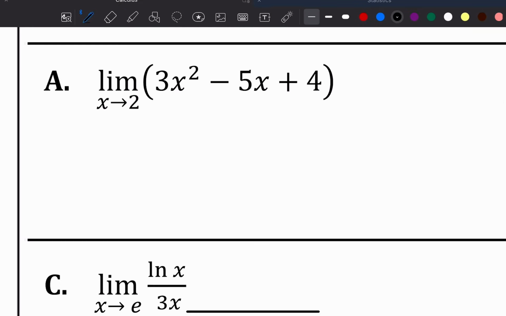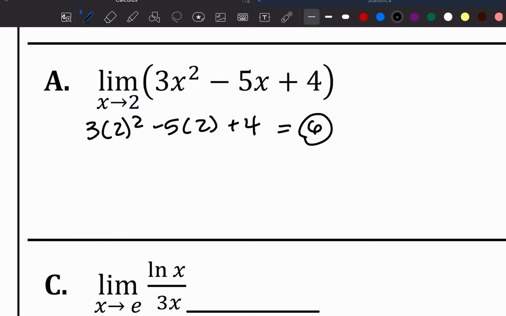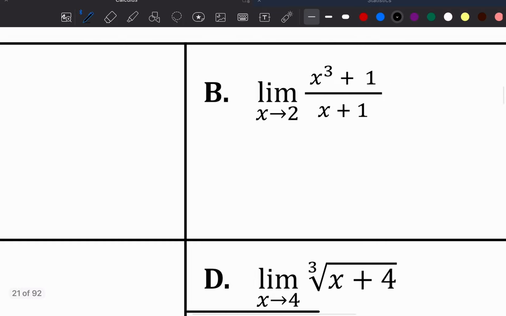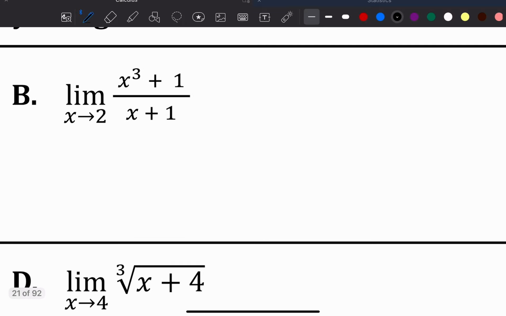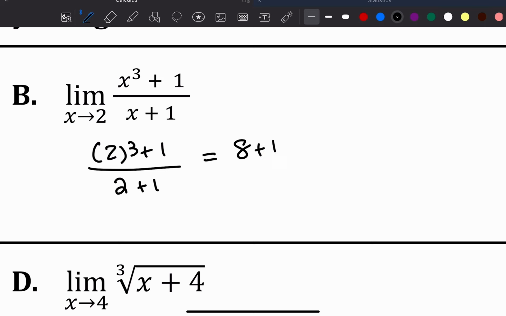For this one, we're going to solve this limit by plugging in 2 for all the x values. So this is 3 times 2 squared minus 5 times 2 plus 4, which gives us 6. Okay, for b, I'm going to plug in 2 for each of the x values. So I have 2 cubed plus 1 over 2 plus 1. This gives me 8 plus 1 over 3, which is 9 over 3, which gives me 3.